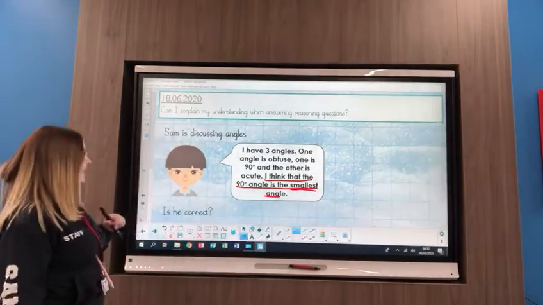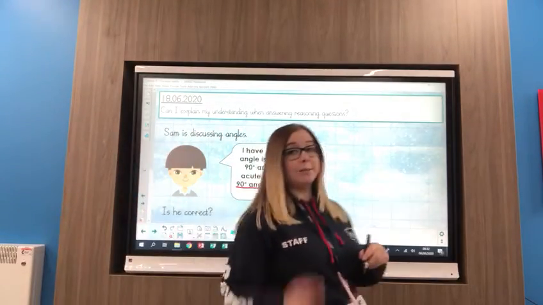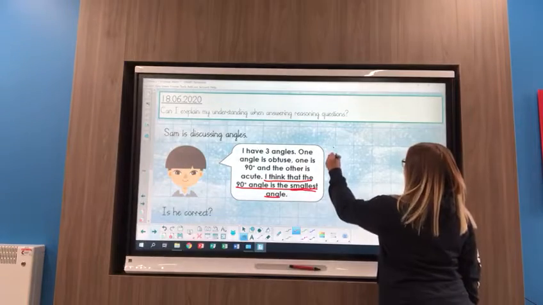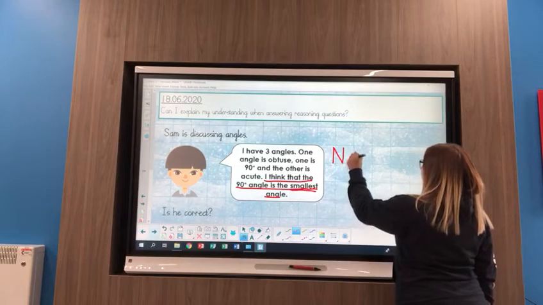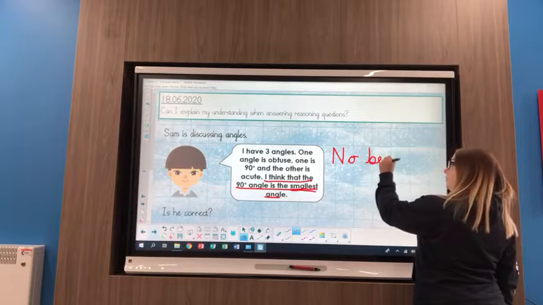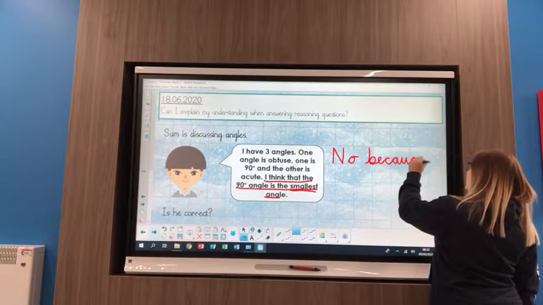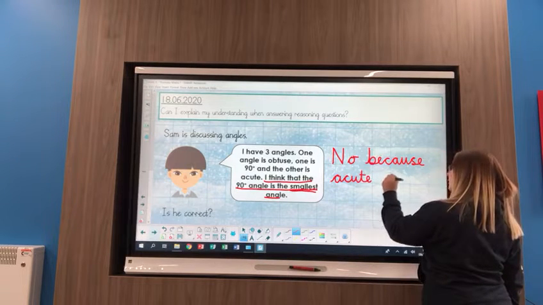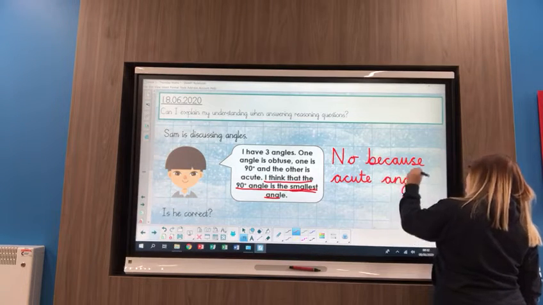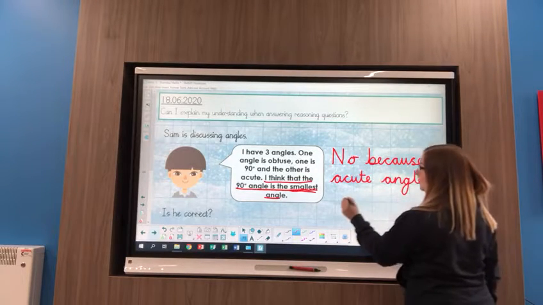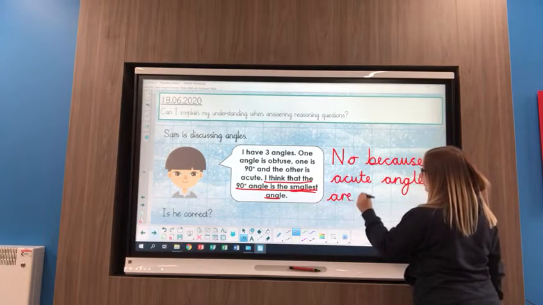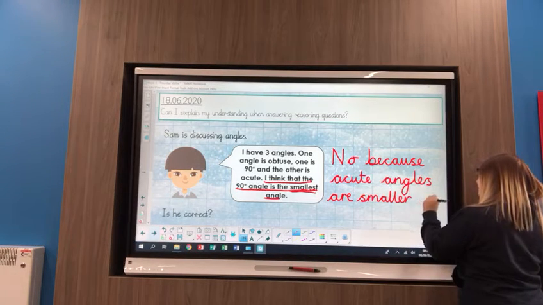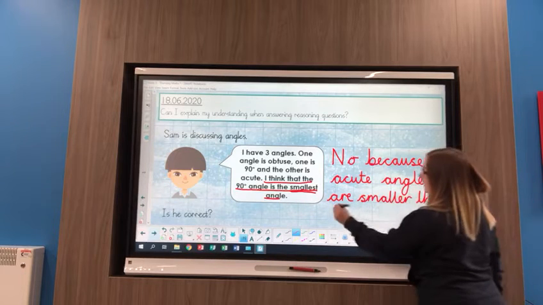Is he correct? Now we know of an angle that's smaller than 90 degrees, and that's an acute angle. So is he correct? No. And he's not correct because acute angles are smaller than 90 degrees.